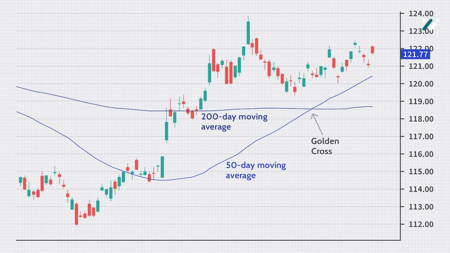Conversely, there is also a bullish counterpart called the golden cross, where the short-term moving average crosses above the long-term moving average, signaling a potential bullish trend reversal.